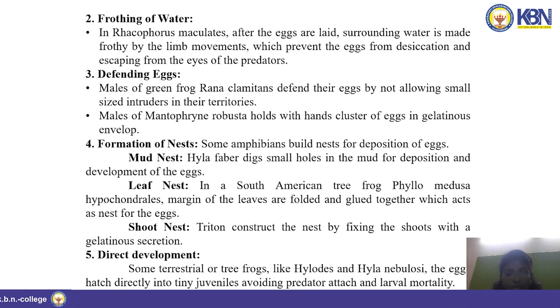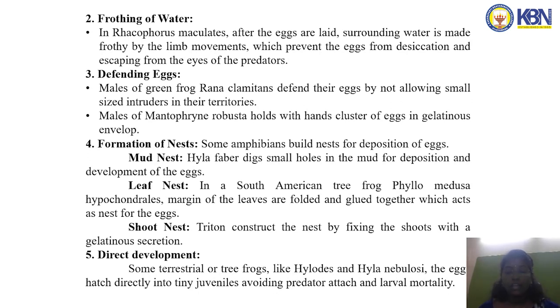Next, direct development. In some terrestrial or tree frogs like hyoids and Hyla nebulosa, the eggs hatch directly into tiny juveniles, avoiding predator attack and larval mortality. To avoid predatory attack and larval mortality, the eggs directly hatch into tiny juveniles.